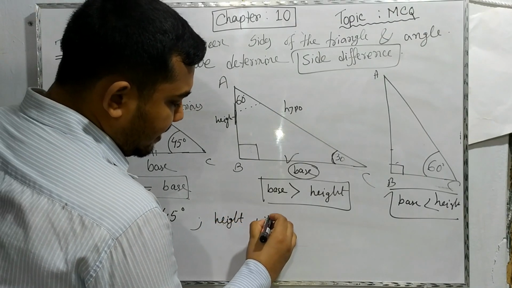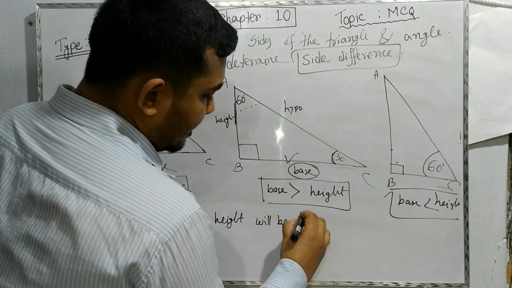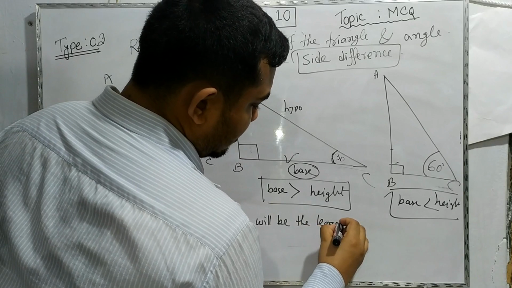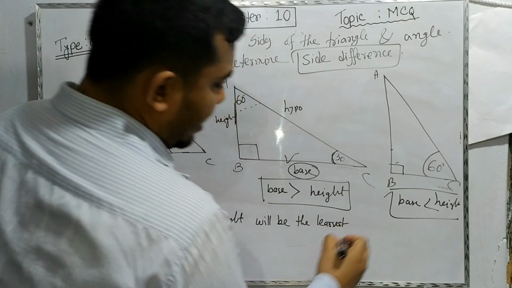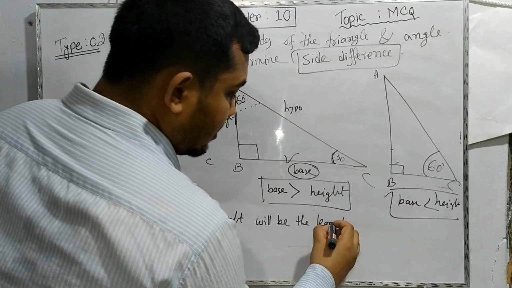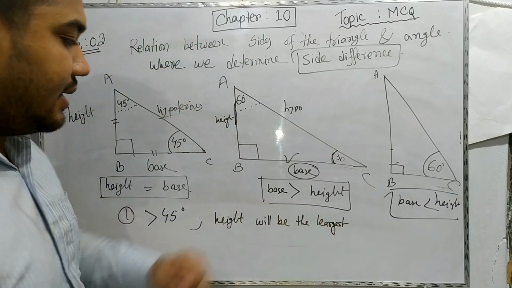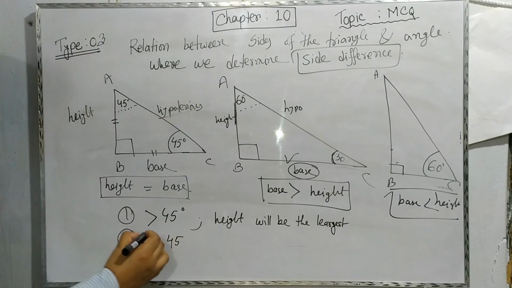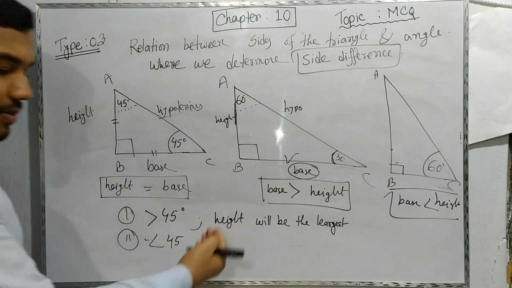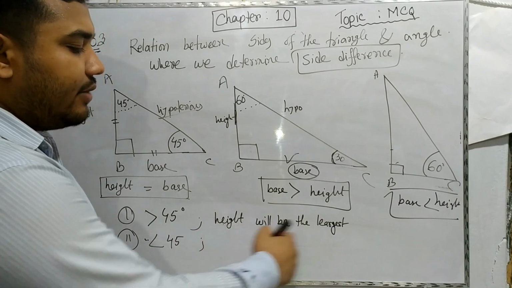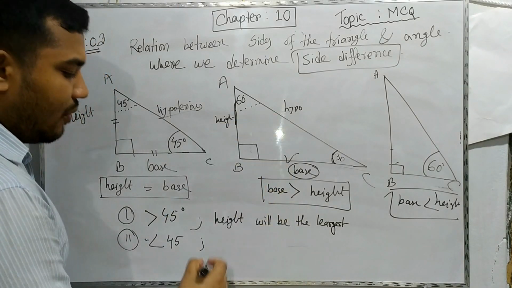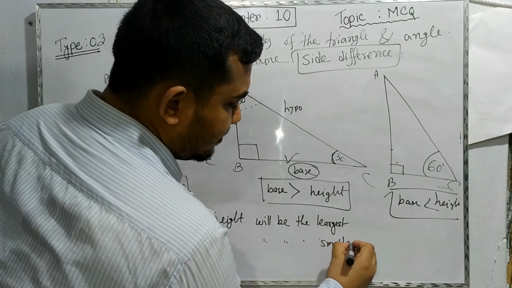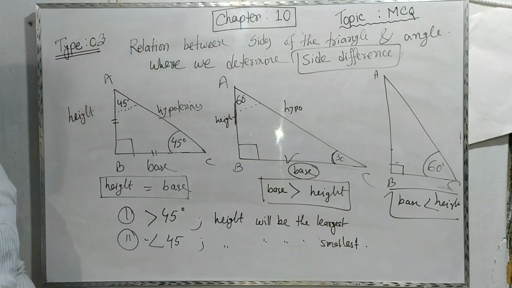Height will be the largest. And if the angle is less than 45, then the height will be the smallest.